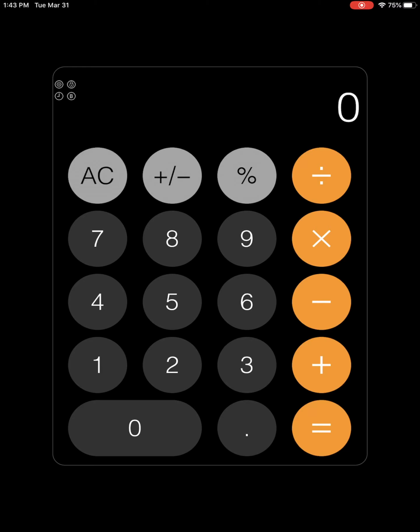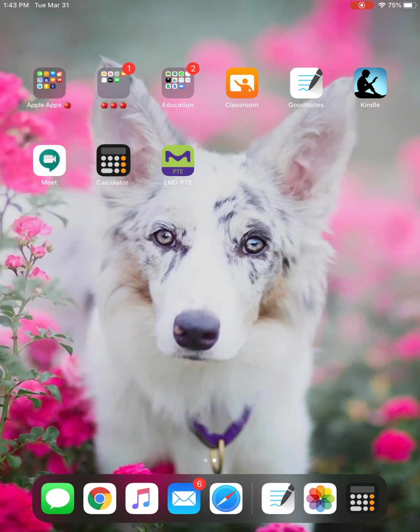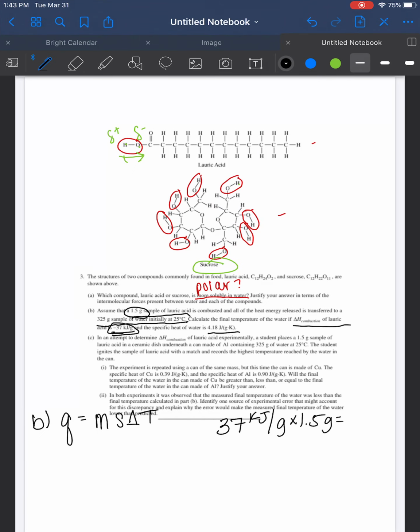Okay, so let's do 37 times 1.5, 55.5. So we can round that to two significant figures, right? Because they're both two significant figures. So 55.5, we round it up. That is 56 kilojoules.